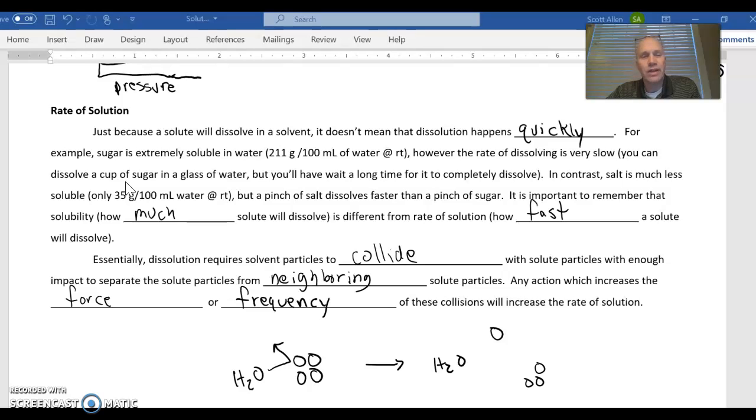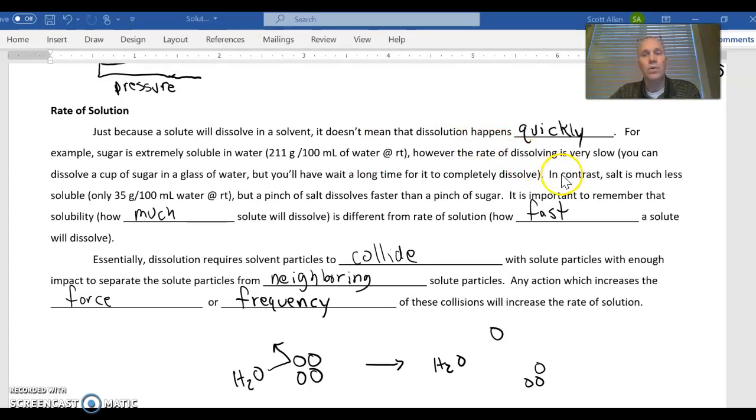An example that would illustrate the rate of solubility would be to think about sugar. Sugar is incredibly soluble in water. You can dissolve 211 grams in 100 milliliters of water. Literally, you can get it to the point where there's more sugar than there is water. But if you've ever taken a teaspoon of sugar and put it into iced tea, you realize that it doesn't happen quickly. In fact, it can take a very long time for that sugar to finally dissolve in the tea. But if you let it go long enough, it will eventually happen.